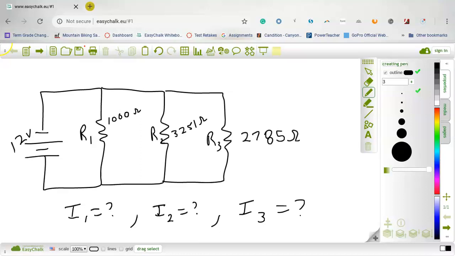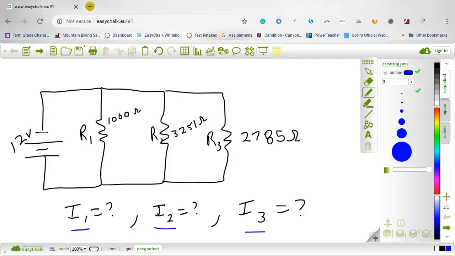We've got a parallel circuit now. We have a parallel circuit with 3 resistors, much like the last problem. If you watch that last one, the one in series, it's similar, but now our 3 resistors are in parallel. Same battery, same resistors, but they're in parallel. And we still want to find the currents through each one of those resistors.